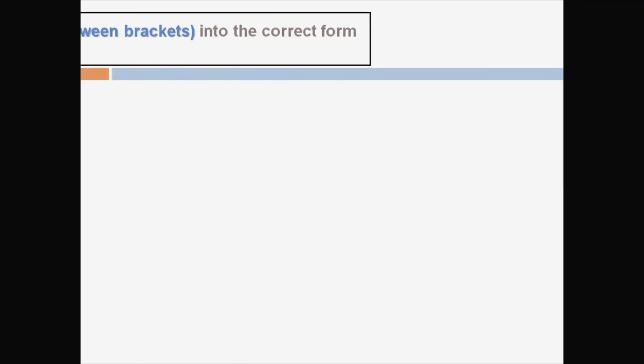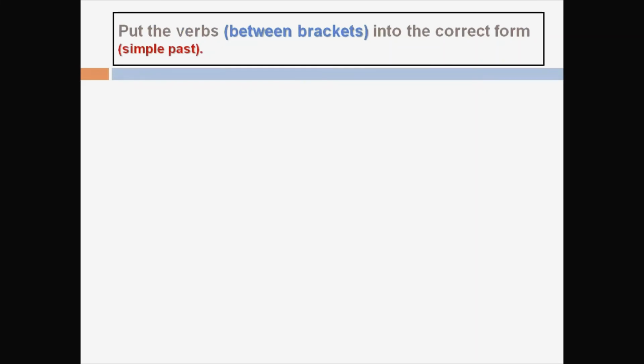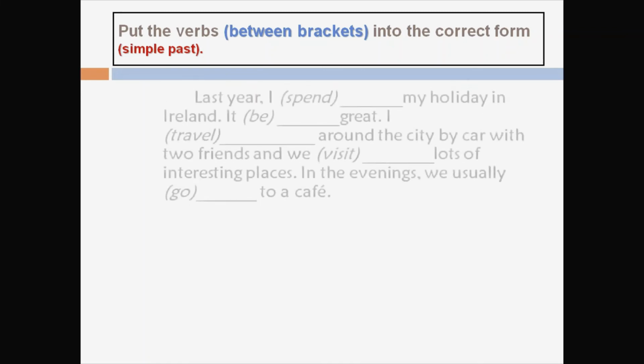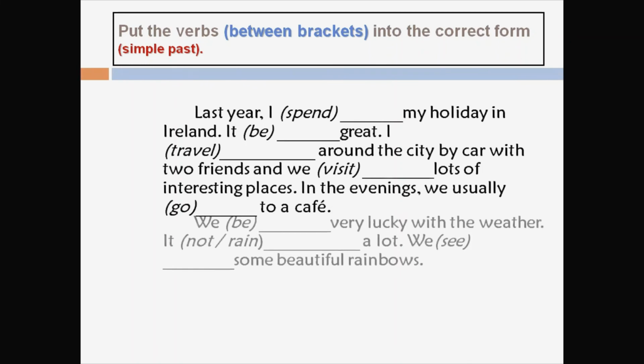Okay. Next. Now I am giving you a small paragraph. Put the verbs between the brackets into the correct form. That means I am giving you the hint, the first form of the verb. So you have to use simple past, that means V2, or V1 also you can use. How can we use it? Only if it is a negative form we use V1, and in interrogative also we use it sometimes. Okay. See the paragraph here.